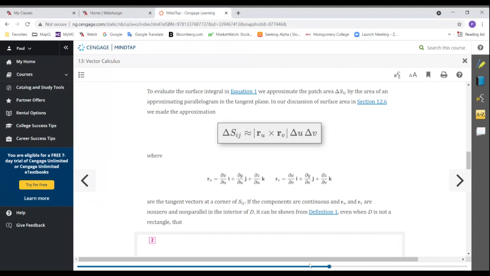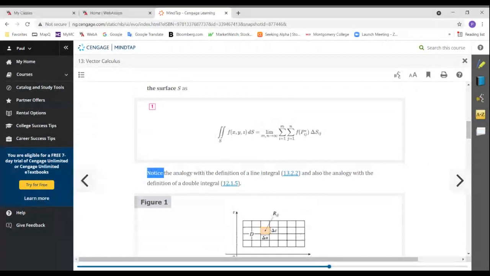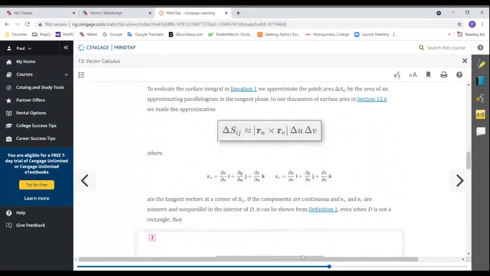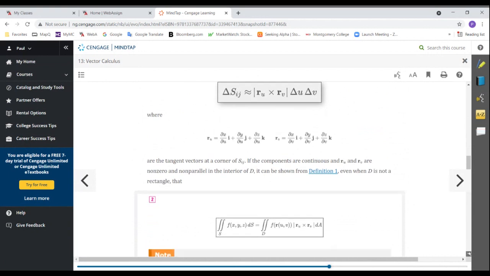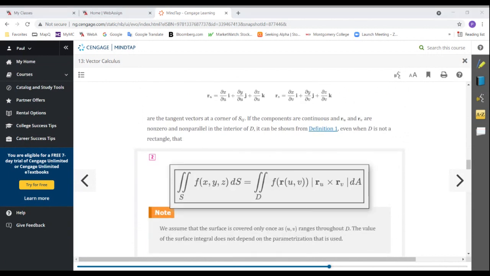And so what happens is, when we replace the delta S sub ij here in Formula 1 with the approximation highlighted in the box there, we come up with the formula for a surface integral.